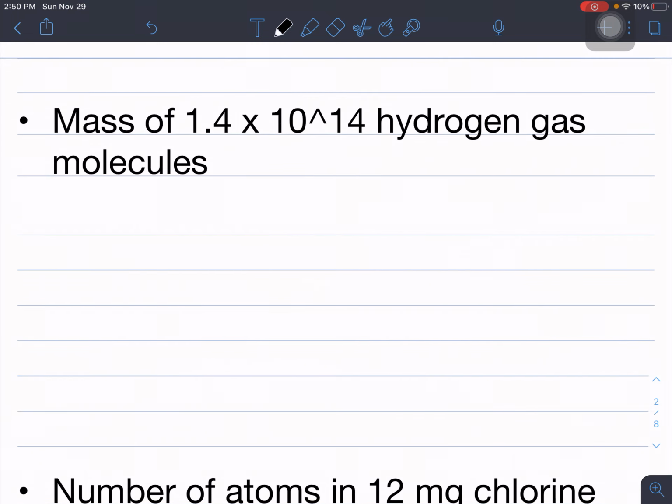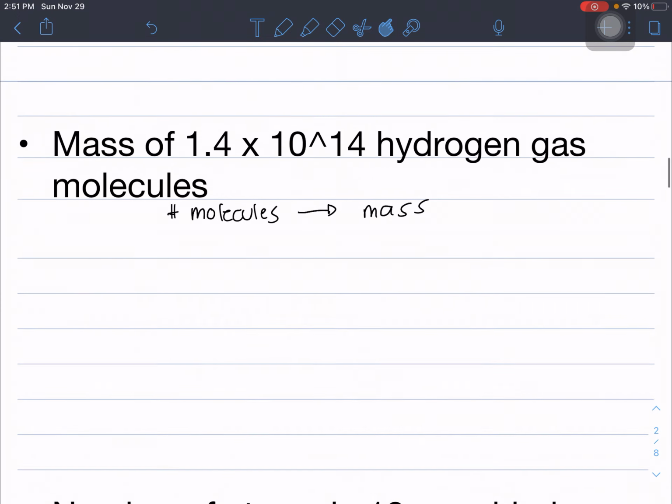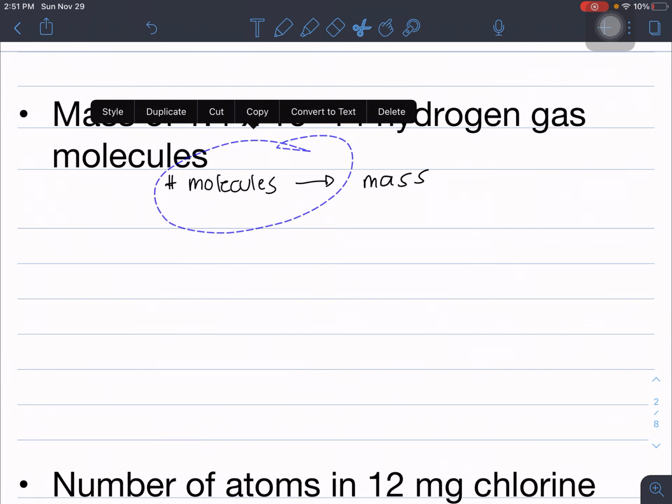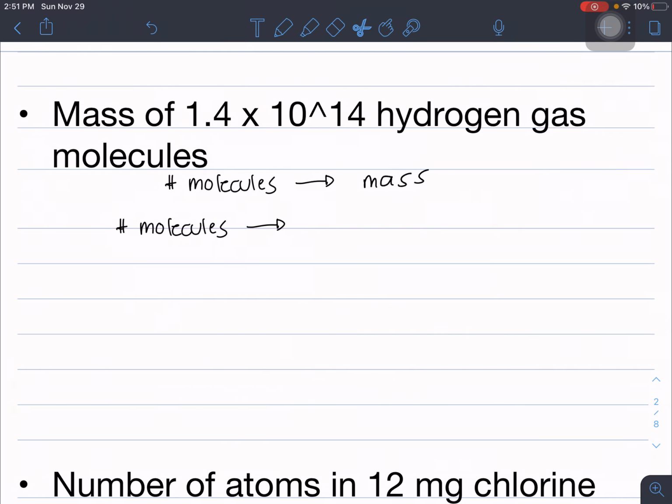Okay, so mass of 1.14 times 10 raised to 14 hydrogen gas molecules. We are given the number of molecules, and we would like to find the mass. So we should make a plan here. In order to find the mass, we should first convert molecules to moles, and then convert moles to mass.